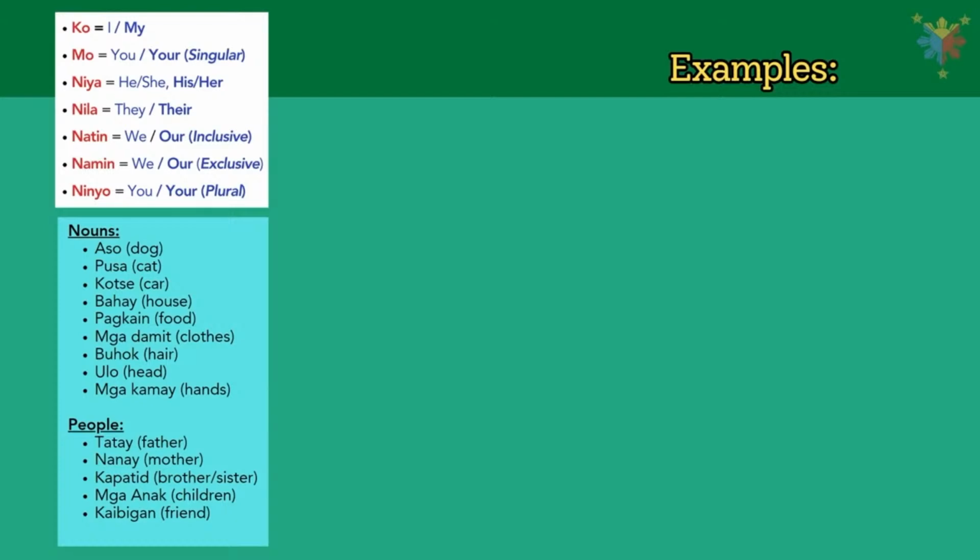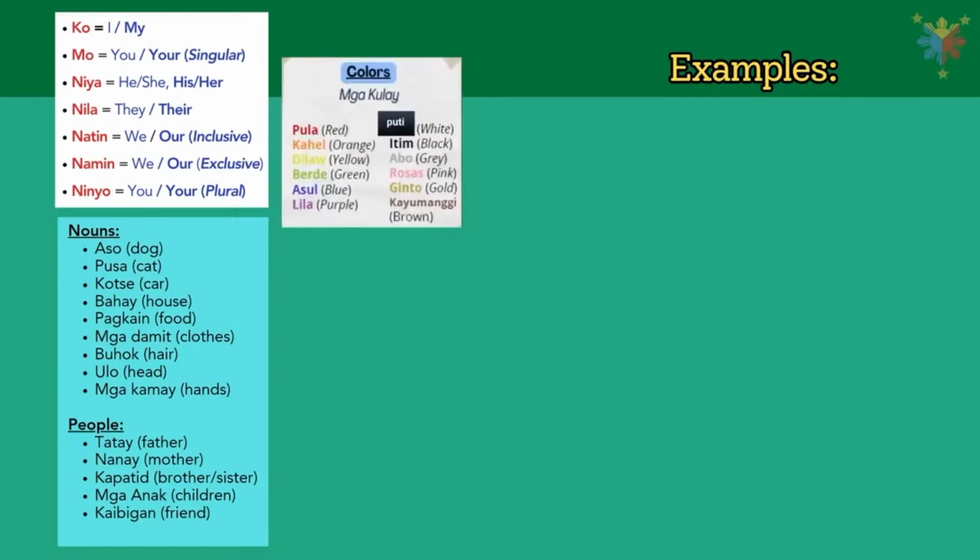ulo, head, mga kamay, hands. So again, that's how you make something plural. You have to add the word mga before it. Mga kamay means hands. Now here are some words for people that you might know. Tatay, father, nanay, mother, kapatid, brother or sister. So that's gender neutral. Kapatid is a brother or a sister. Mga anak, children, kaibigan, friend.